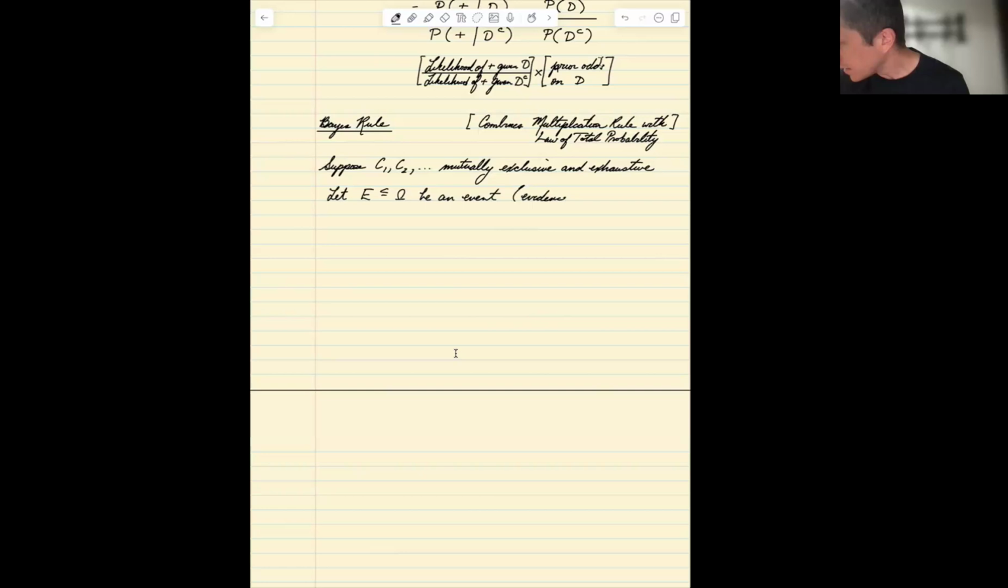So the idea is we have a bunch of different cases, and then we observe some evidence. And what we're interested in is the probability of each case being true, of each of the cases, given the evidence. And what Bayes' rule tells us is how we actually update the probability of each case given the evidence.